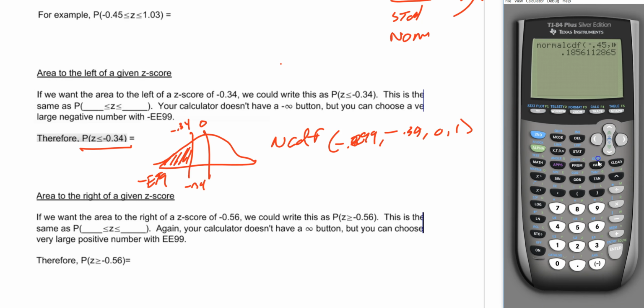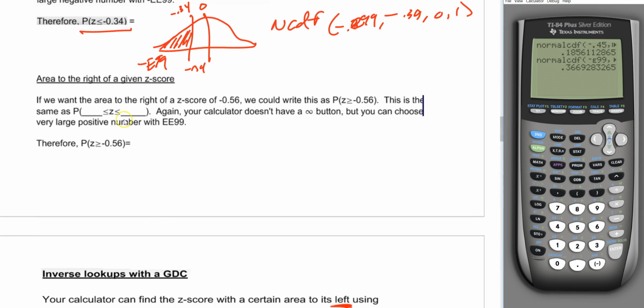So second distribution, normal CDF, negative E. Now remember, we do the E with the second comma button right here, 99, not the exponential. And then right here, we put negative 0.34, 0, 1, because we're doing a standard normal, and you hit enter and you get your value.